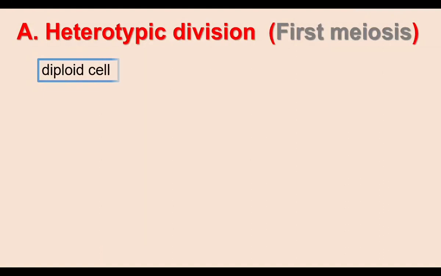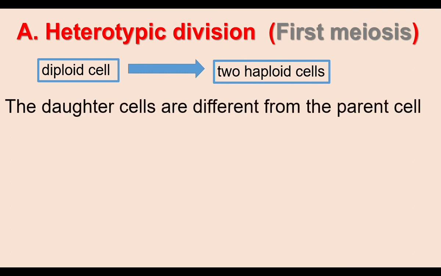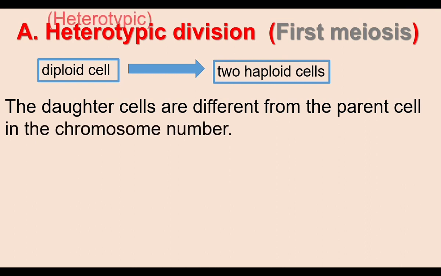Let us see meiosis I in detail. In meiosis I, a diploid cell produces 2 haploid cells. The daughter cells are different from the parent cell in the chromosome number. So it is called a heterotypic division. Since there is a change in the number of chromosomes between parental cells and daughter cells, it is called heterotypic division.